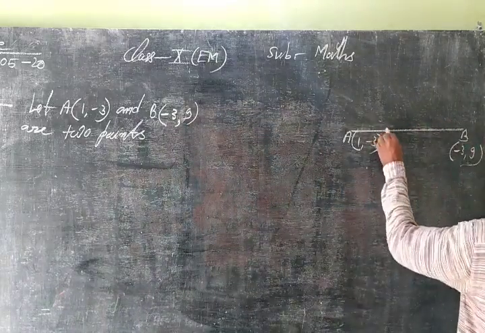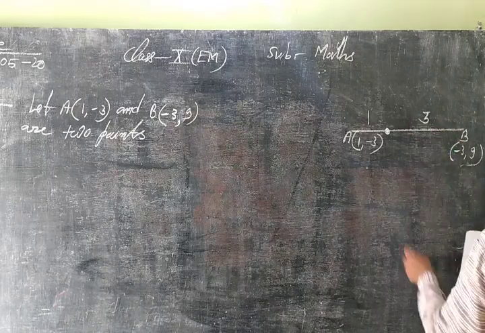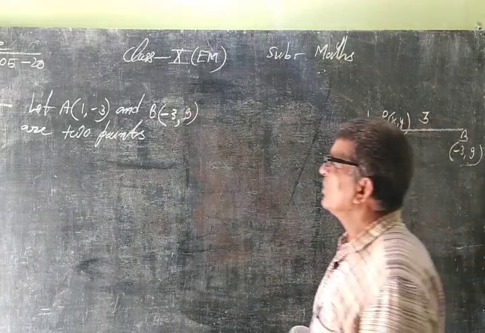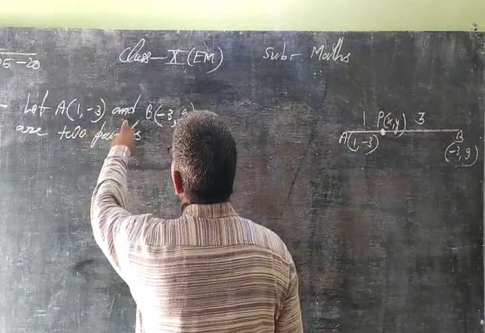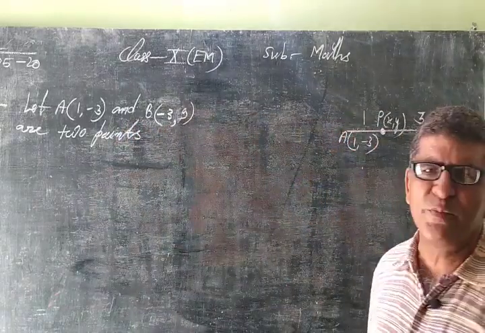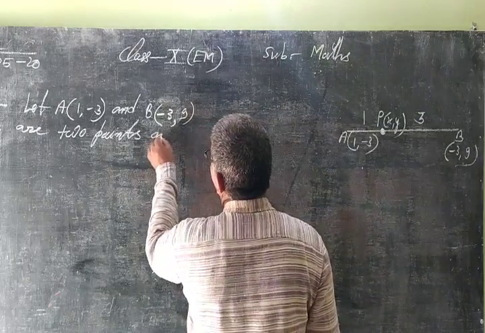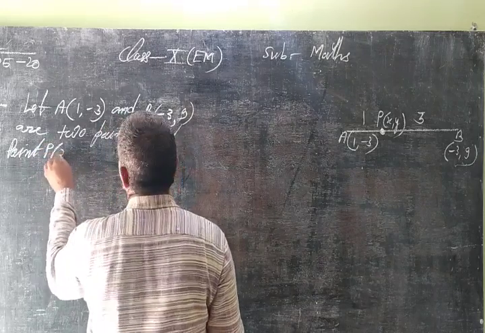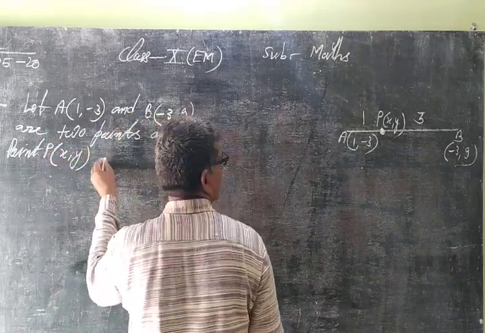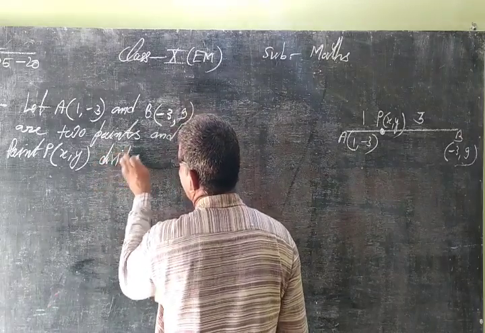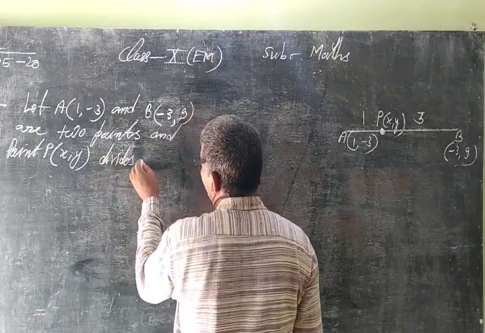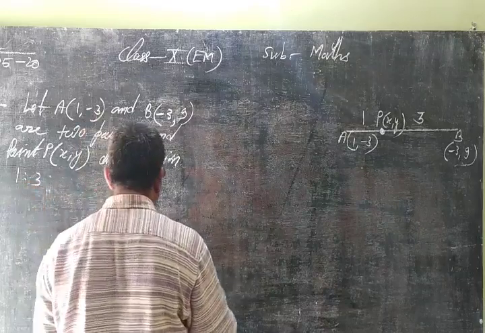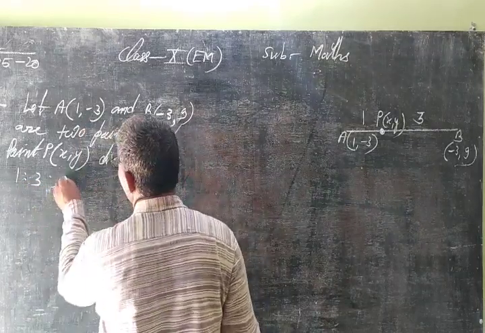बेटा ये 1:3 के रेशियो में इसको 1 और 3 है, तो इस पॉइंट को अपन P कह देंगे. ये x y मान लीजिए आप बेटे. तो let A (1, -3) and B (-3, 9) are 2 points, and point P (x, y) divides AB in 1:3 internally.